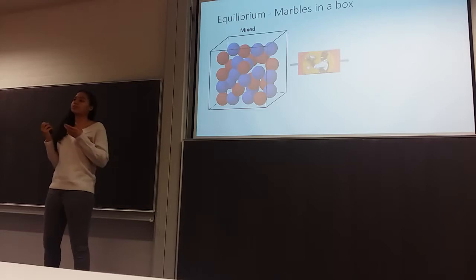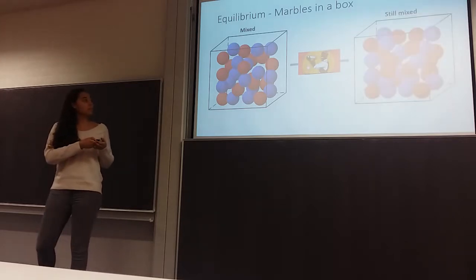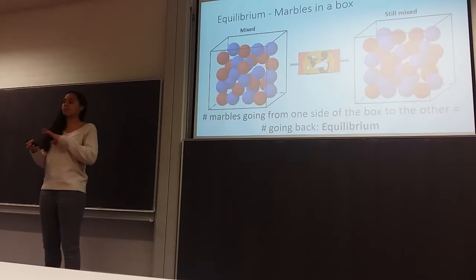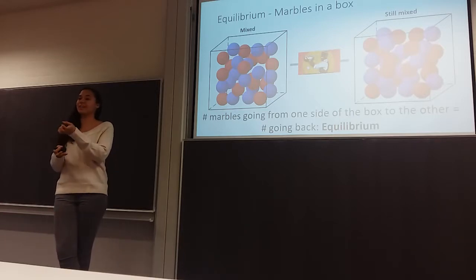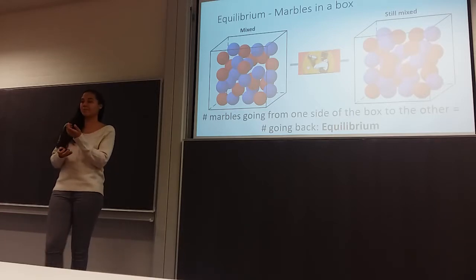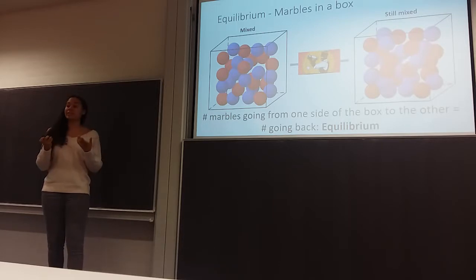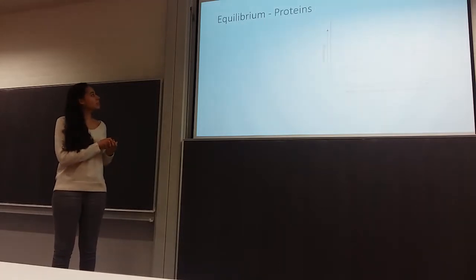If you look at the marbles in one side of the box or the other, the number of marbles that changes will at some point not change anymore. The number of marbles going from one half of the box to the other will equal the number going back, and that's when we say it's dynamic equilibrium. The marbles still move, but the total number in each side doesn't change. We can do something similar with proteins.